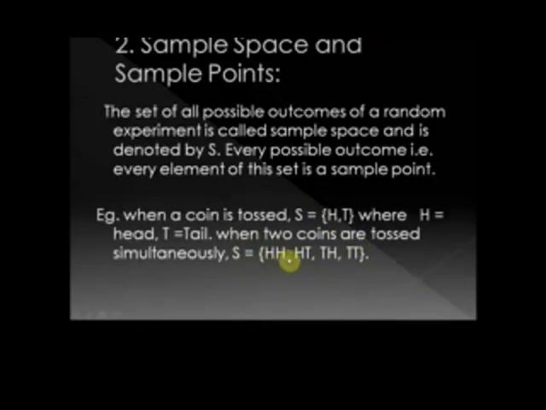Now each of these is a sample point. That is, this is an element, this is an element, this is an element, and this is an element of the sample space S. So the set of all possible outcomes of a random experiment is known as the sample space and is denoted by S, and every possible outcome of such a set is known as a sample point.